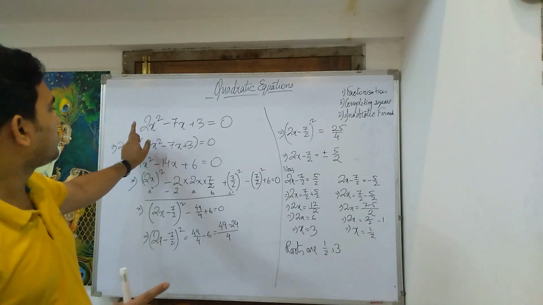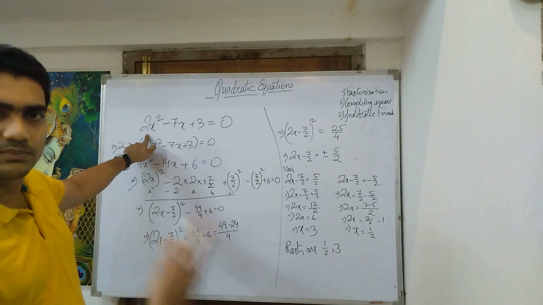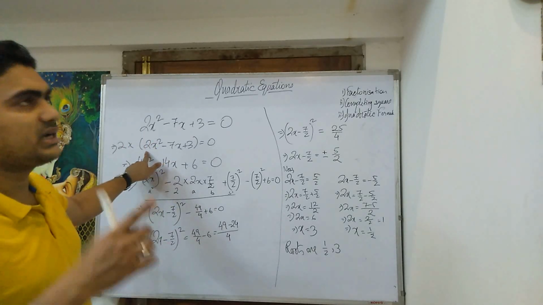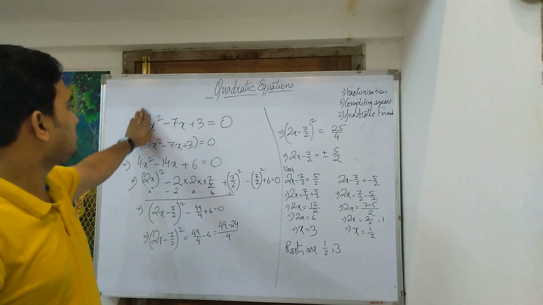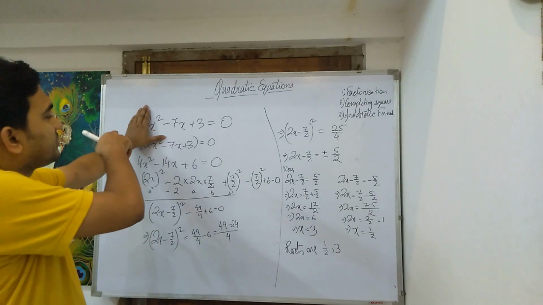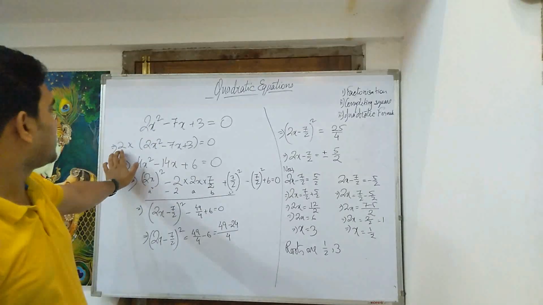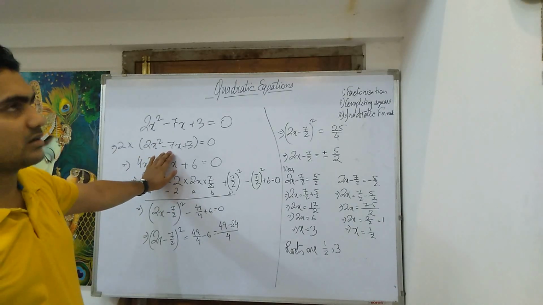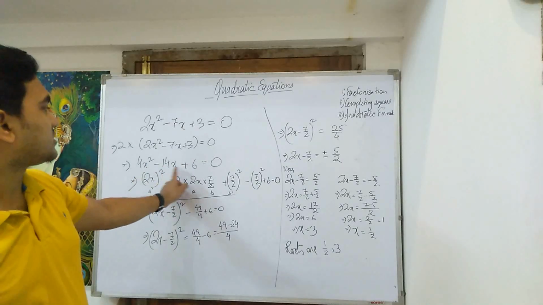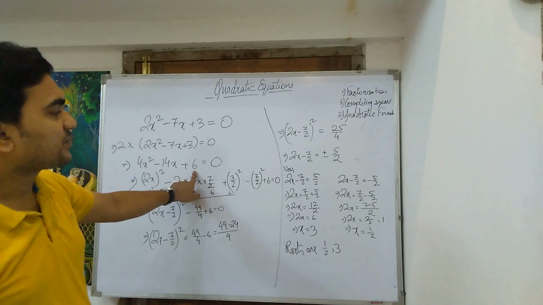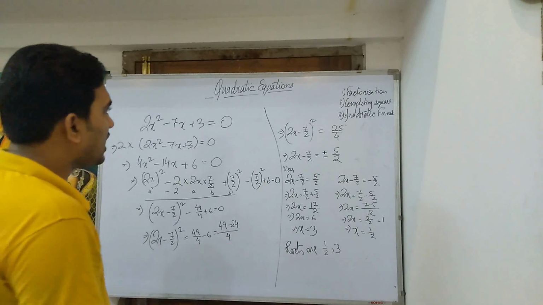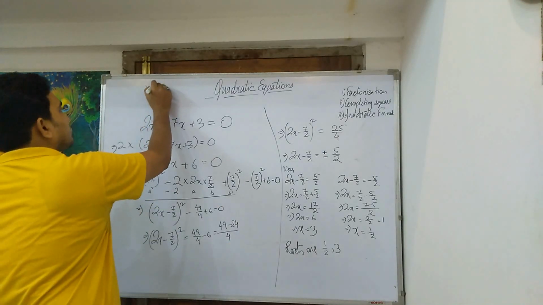If not, then we have to make it so, either by multiplying like this or by dividing, so that this term goes out of the constant term and remains only with x square. In my opinion, it should always be multiplied so that we can get integral constants instead of fractions. Now the roots are half and 3.